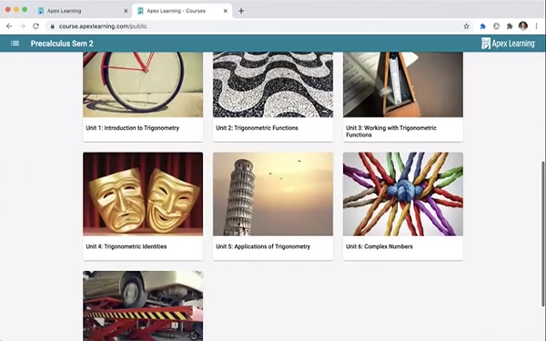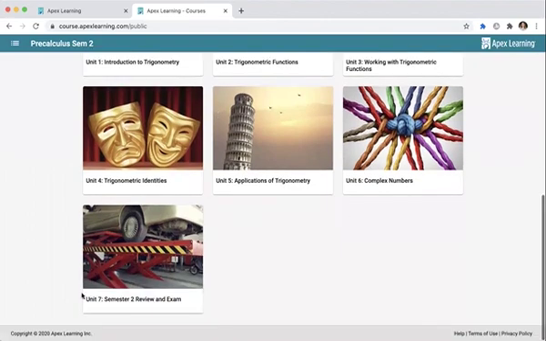We're going to cover 5 and 6, so applications of trig, and then we're going to look a little bit more into complex numbers. We're going to cover these again. Each of them gets 2 days. So today and tomorrow is Unit 5. Wednesday and Thursday is Unit 6. And then Unit 7 is, of course, our Semester 2 review and exam.